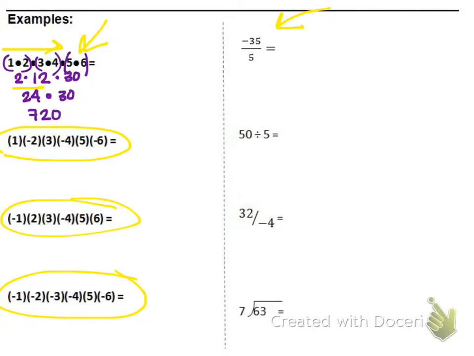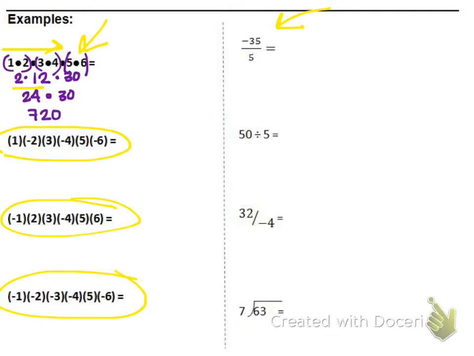The first is negative 35 divided by 5. The next is 50 divided by 5. The following one down here is 32 divided by negative 4. And then we have 63 divided by 7.